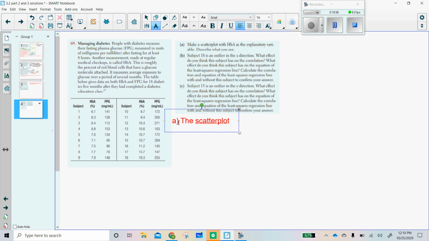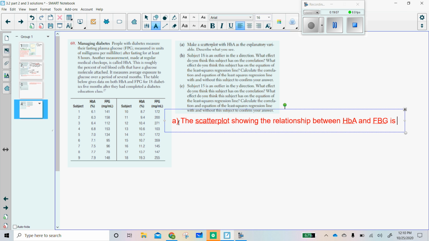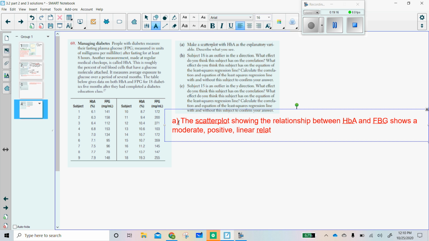The scatter plot showing the relationship between HbA and FPG shows a moderate positive linear relationship. Notice that that sentence just covered the context, the direction, the strength, and the form. It just hasn't covered outliers yet.